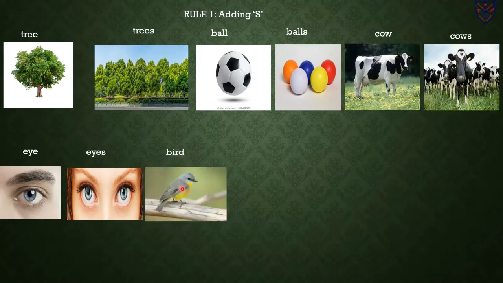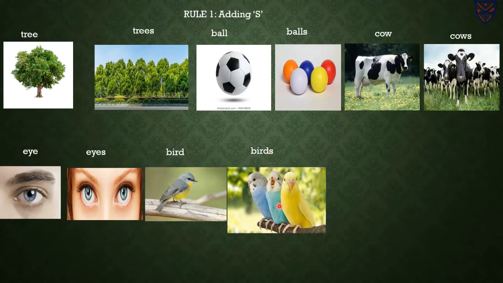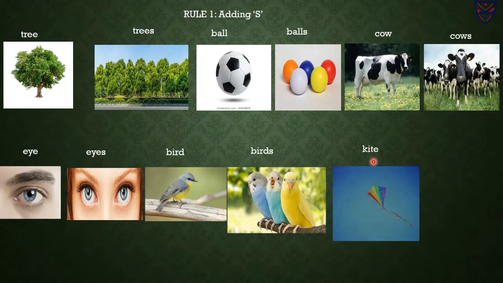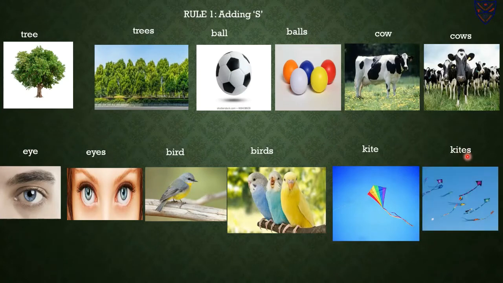Bird. Bird means one bird, right? Now here birds. To convert a bird into birds, bird means one bird and birds means many birds are there. So you have to put s at last to convert a singular into plural. Kite. Kite means one kite. And to convert this kite into many kites, we have to put s at last. Okay? So to some nouns you have to put s at last to convert a singular into plural.